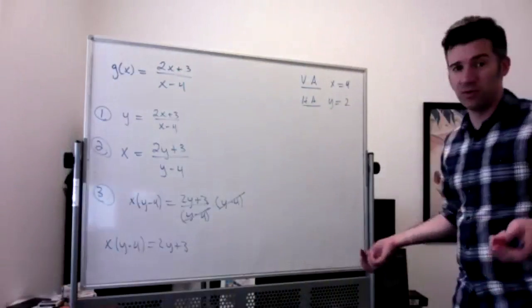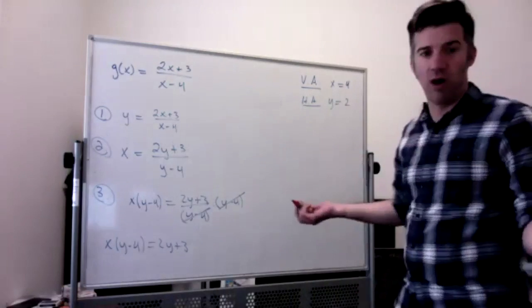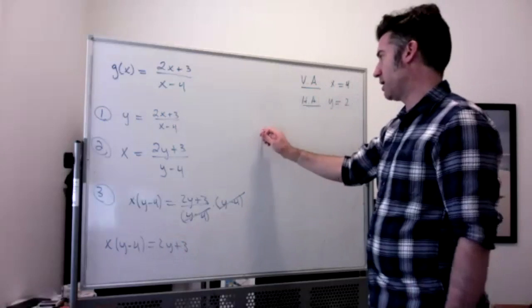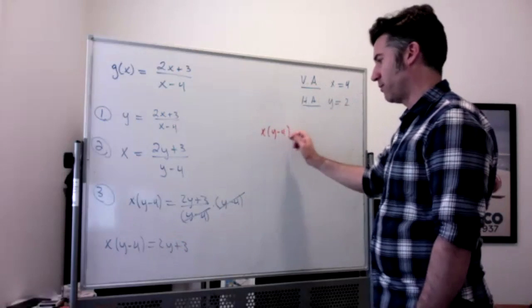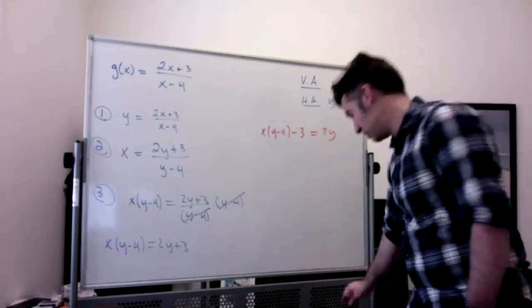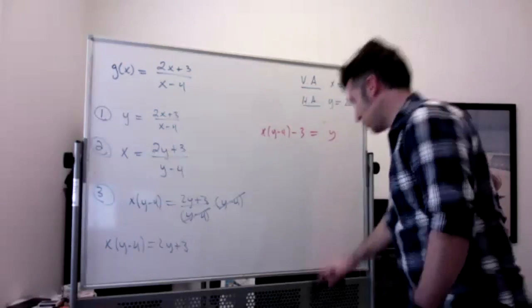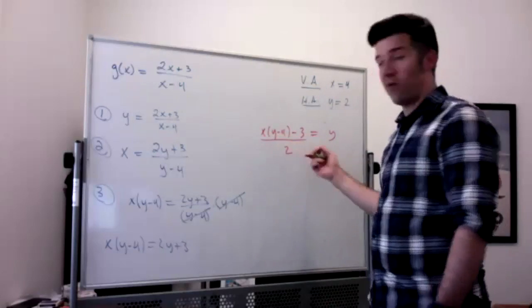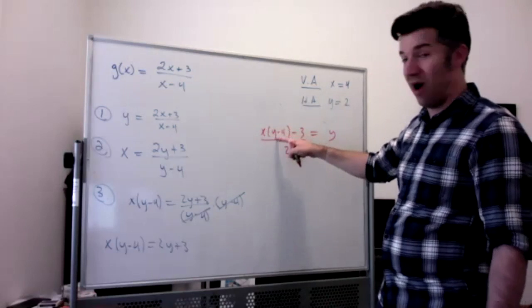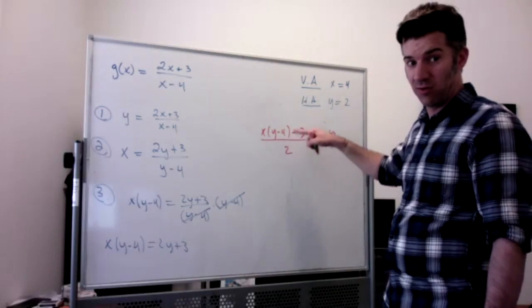So here's what I've seen people do, and it is wrong. I understand why you want to do this. I've seen people subtract 3 to say x times y minus 4 minus 3 equals 2y, and then divide both sides by 2. So that they've solved for y, they've gotten y equal to x times y minus 4 minus 3 over 2.